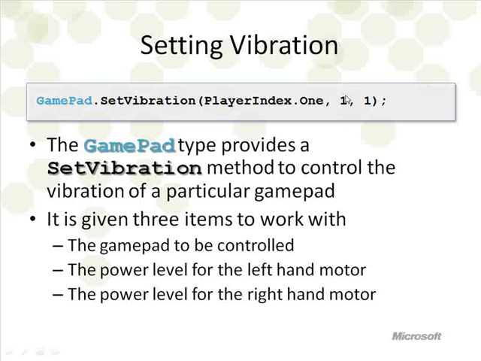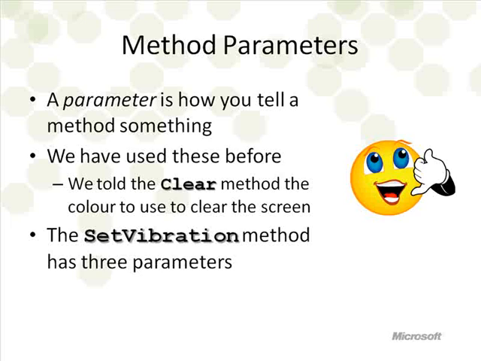And we have two numbers, a 1 and a 1, and these are basically the intensity of vibration we want for those two motors. The first one is the power level for the left hand motor, and then the second one is the power level for the right hand motor. And the values go from 0 to 1, 0 meaning no vibration at all, and 1 meaning all the vibration you've got. So a value of 1 is basically vibrate at full power, and so you really would notice this. The gamepad does seem to kind of leap out of your hand when you do this. Now, we've used parameters before.